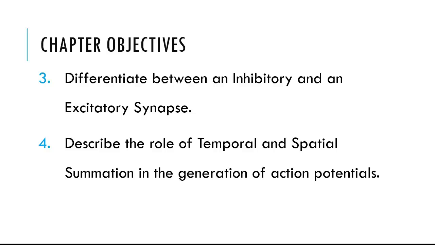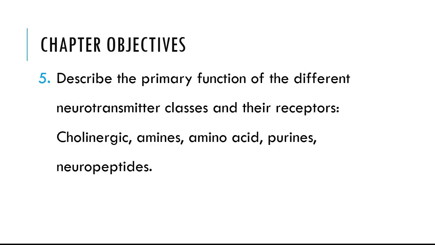And temporal and spatial summation, that is in the wrong chapter, isn't it? We addressed that, and we moved that objective to chapter 7. Role of temporal and spatial summation. And then we'll look at specific neurotransmitters. We're going to look at cholinergic neurotransmitters, amines, amino acids, purines, and neuropeptides.